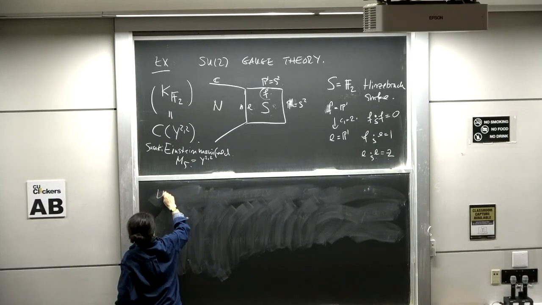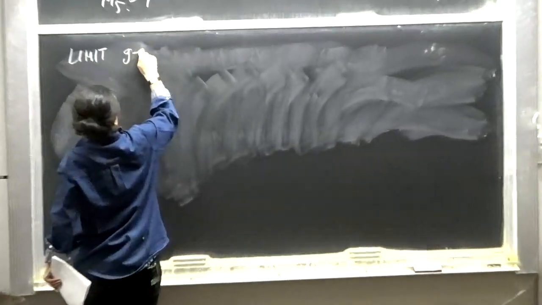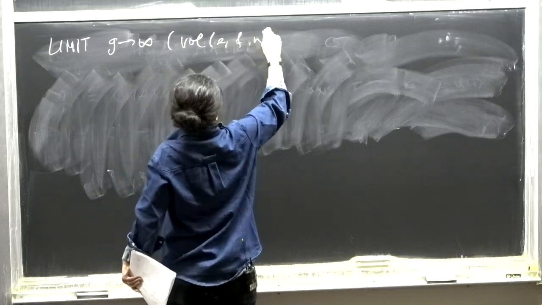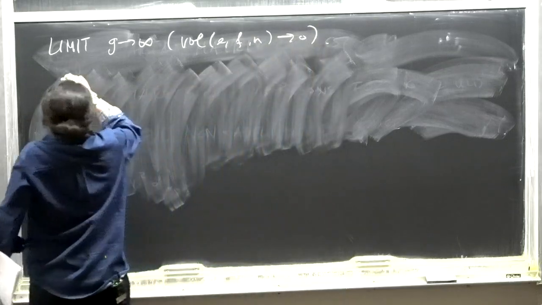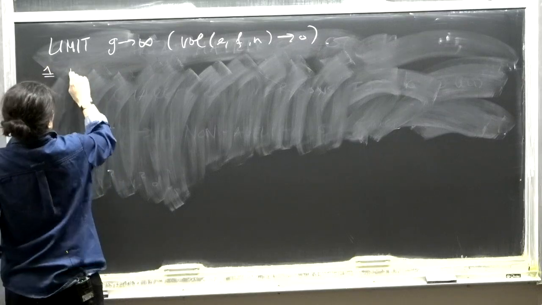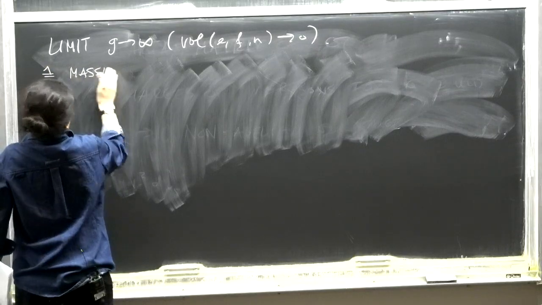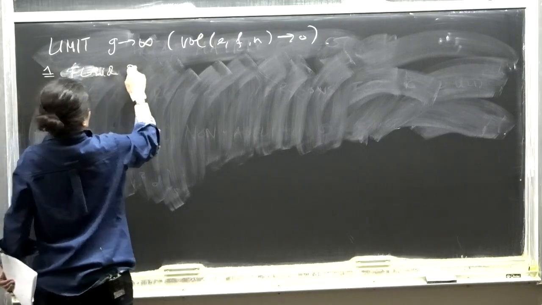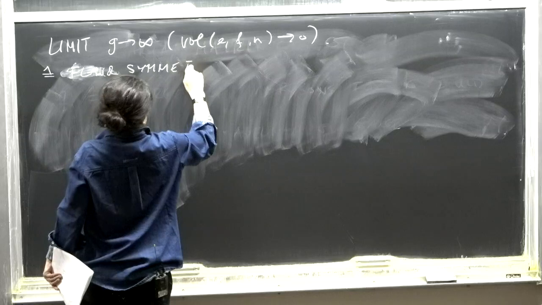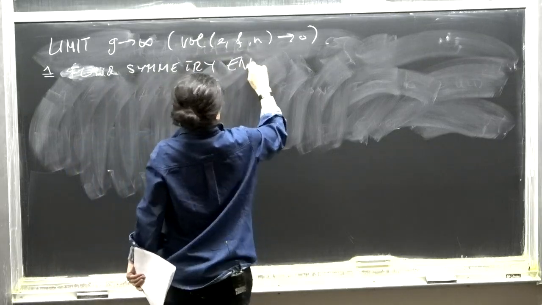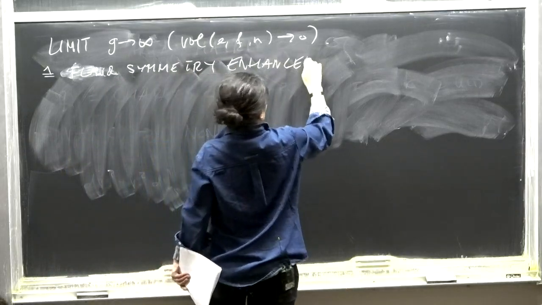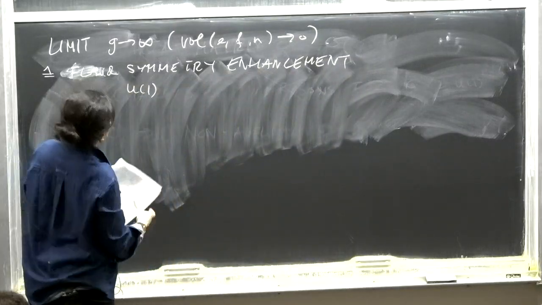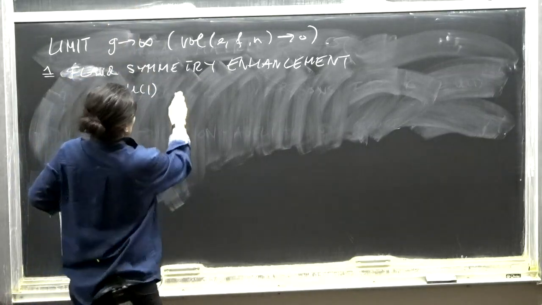So the limit when G goes to infinity, so when the volume of E, F, and N go to 0, this corresponds to a massless W boson. In fact, you get a flavor symmetry enhancement from the pure U1 that you would get just from N to an SU2.